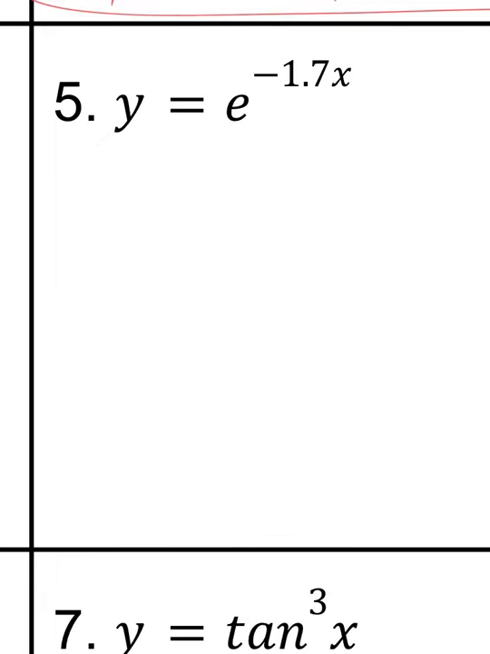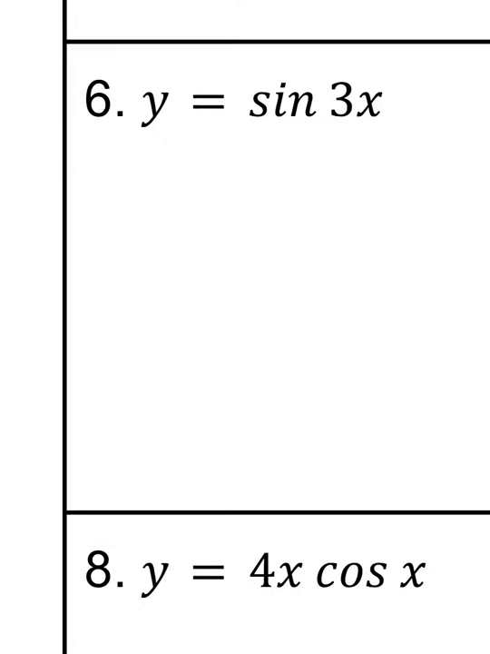Number 5, y becomes dy. This is going to be a chain rule, so e is the outer function, so the derivative of the outer is e to something. The inner is negative 1.7x, and the derivative of the inner, I'm just going to put it out in front, negative 1.7. So there's my derivative, and I toss dx on the end.